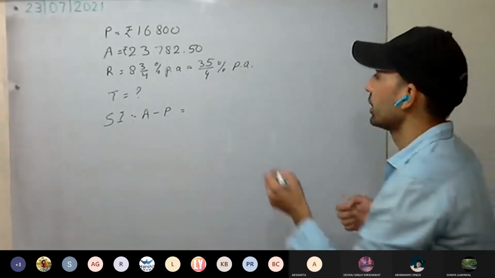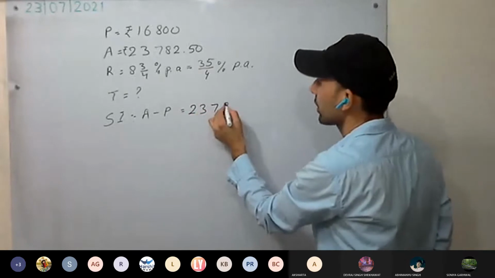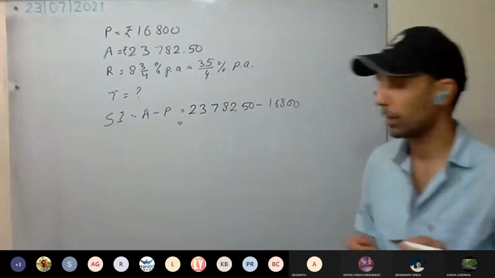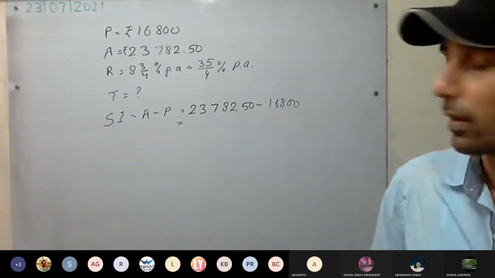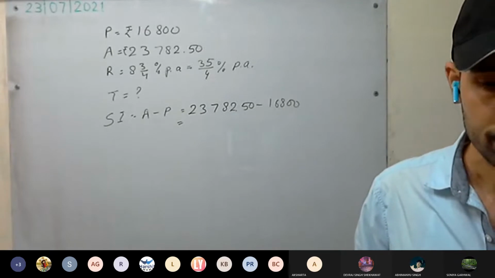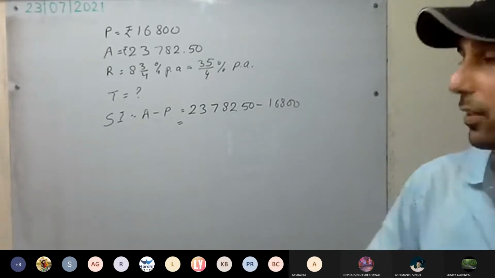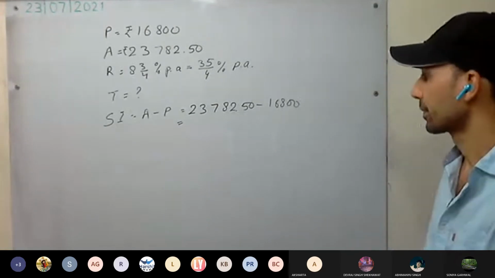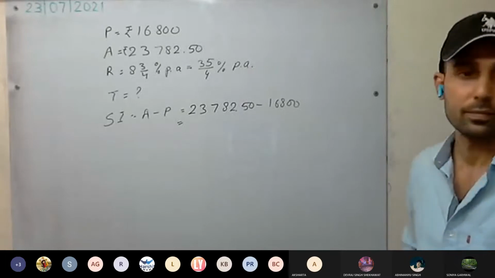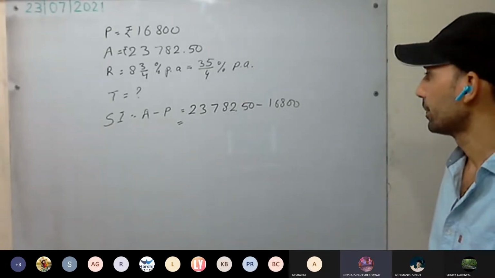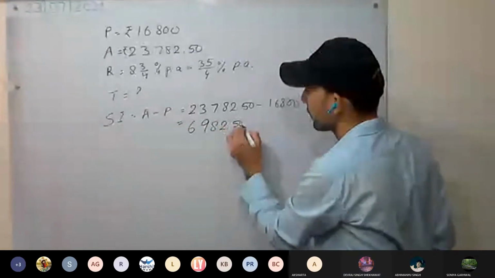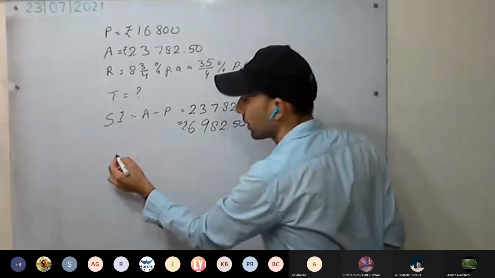Calculate and tell me. 23,782.50 minus 16,800. How much are you getting as simple interest? Everyone calculate the simple interest. 6,982.50 rupees. Okay, now you already have the formula.